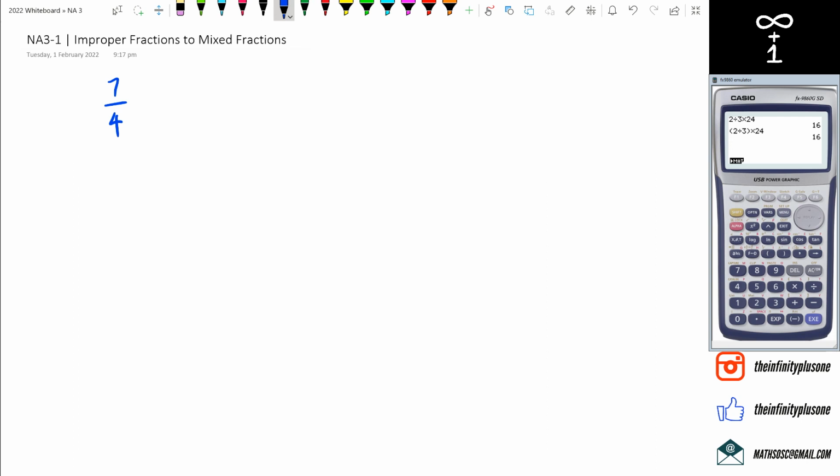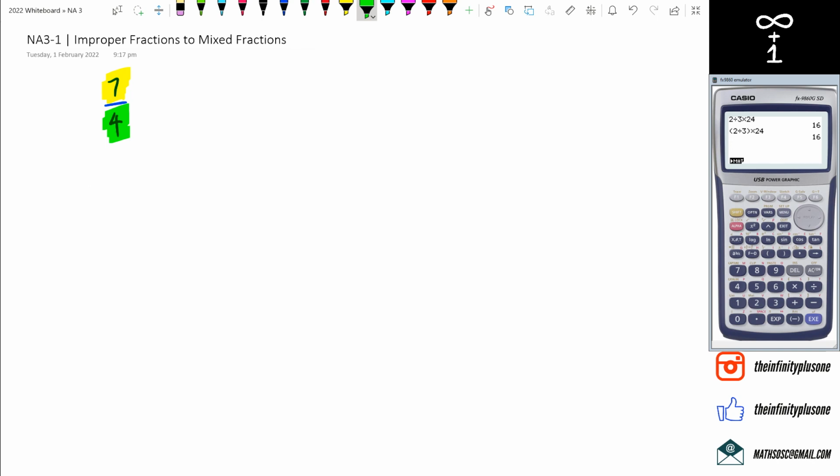Hey guys, in this video we're going to be looking at improper fractions to mixed fractions. So what is an improper fraction? Basically this right here, 7 over 4, is considered an improper fraction. The reason it's improper is that the 7, which is the numerator, is bigger than the denominator. And so we call this an improper fraction, all right?